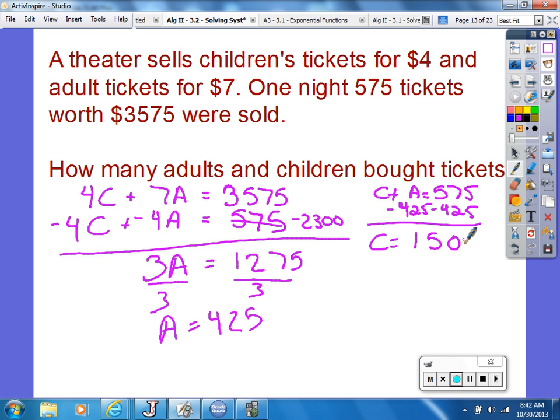But what I do ask with this one is that you write a full sentence telling me what your answer is. So here's my full sentence. There were 425 adult tickets and 150 children tickets sold at the theater to make $3,575. And these words from the problem. So at this time, go ahead and write yourself a sentence that you would write on your test.